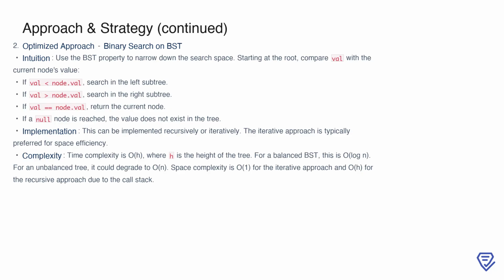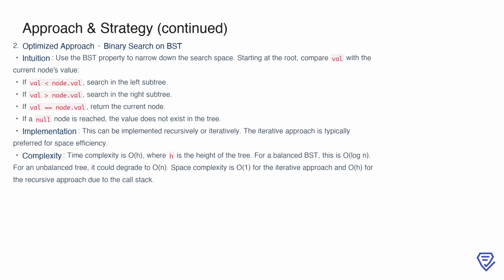This approach can be implemented recursively or iteratively. The iterative method is generally preferred because it avoids the additional space overhead of the recursive call stack, making it more space efficient. When analyzing complexity, the time complexity of this approach is O(h), where h is the height of the tree. For a balanced binary search tree, this results in O(log n), which is significantly faster than linear traversal. However, for an unbalanced tree, the time complexity could degrade to O(n).